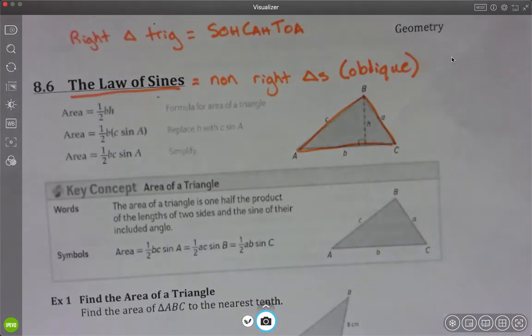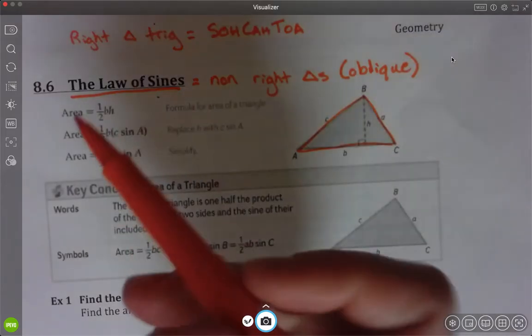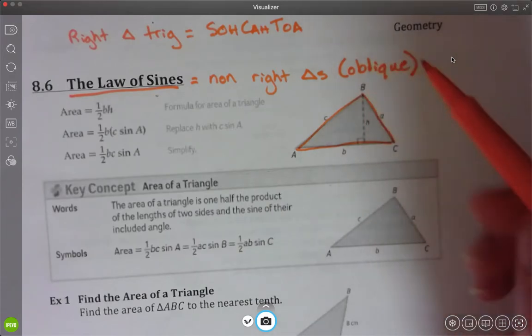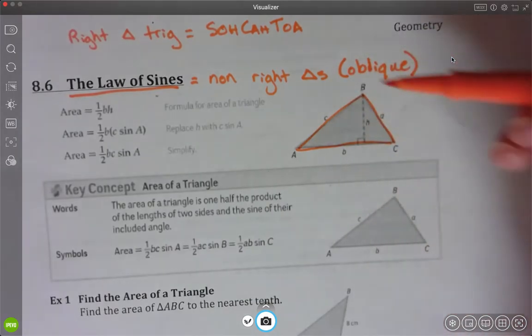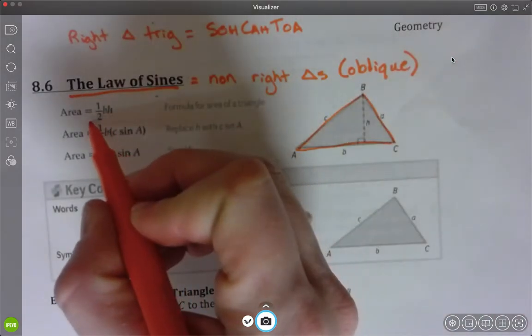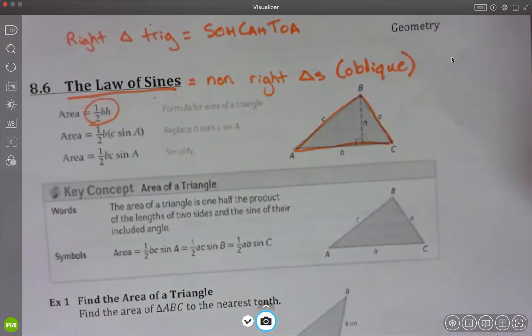For section 8.6, I'm going to section this off into two videos, so we're only going to do about half of this section since it is a longer one. The first thing they talk about is finding the area of an oblique triangle. Finding the area of a triangle is 1/2 base times height, or base times height divided by 2, okay?